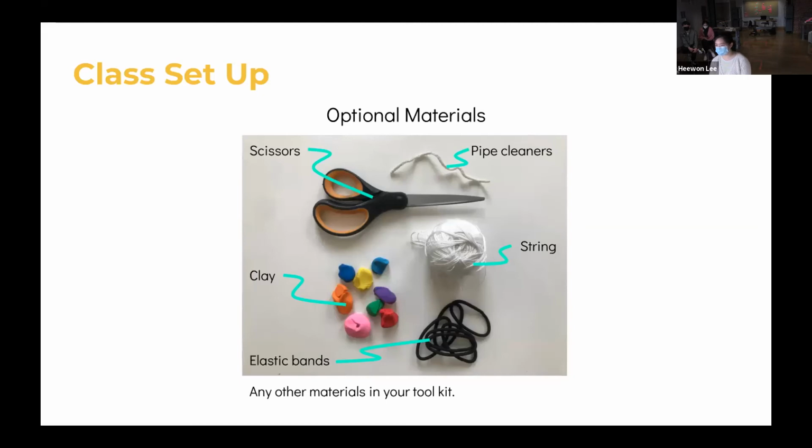And here are some optional materials that will probably widen the design potential for the students. For instance, scissors, pipe cleaners, clay, elastic band, string, and any other material that they could find in their toolkit. Next.